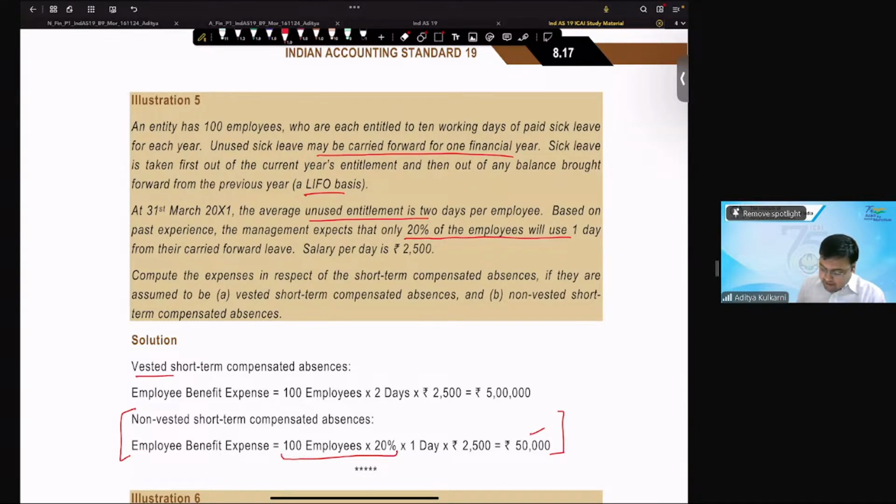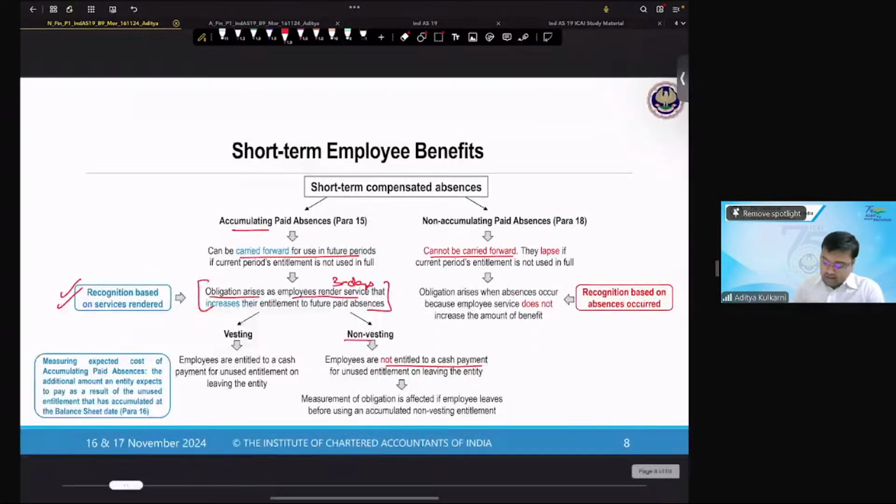Vested compensated absences means against this, there will be a cash payment. You will not be carrying it forward. You tell me, should I take 20% of the employees or should I take all the 100 employees? All the 100, sir. Because here there is a cash. There is a certainty. Employee can come and demand the cash. So 100 into 2 into 2,500, 5 lakhs. Okay. So that takes care of illustration 5.